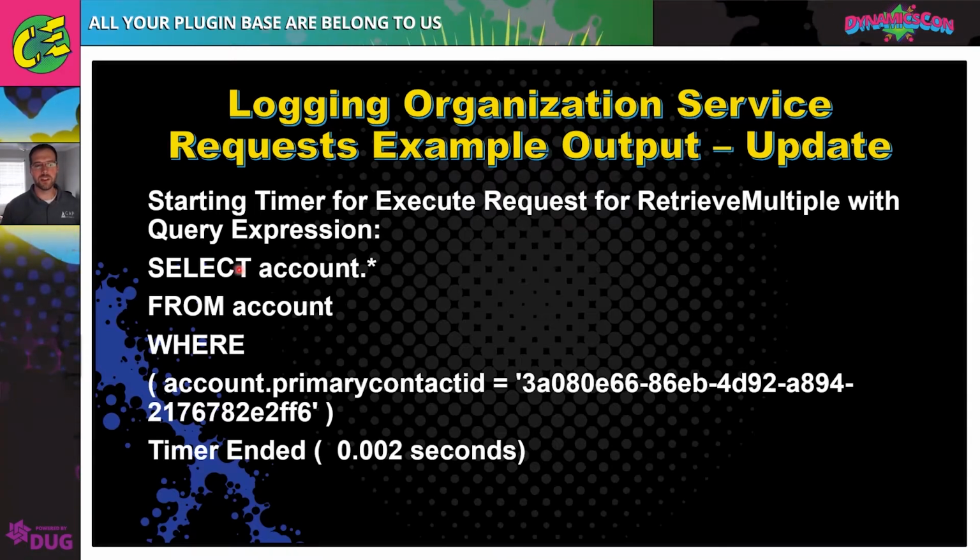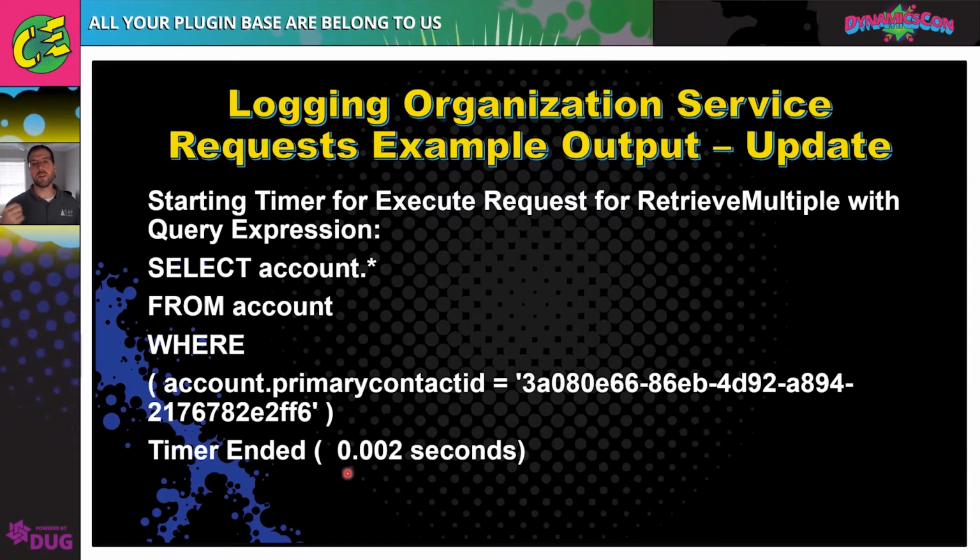And then it's a query expression. It gives you the actual select statement. So this is going to give you all the account columns from the account, where the account primary contact ID is this GUID, and gives you how long it took. This is an actual query from a unit test that I wrote. So that would take 0.002 seconds for the unit test when I'm running locally. But again, against the server, that should take a lot longer.